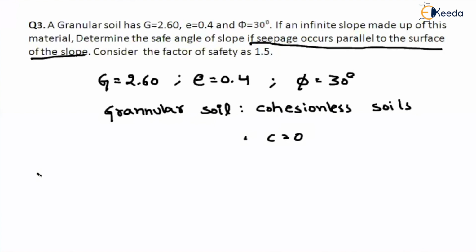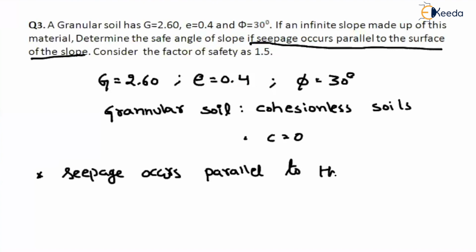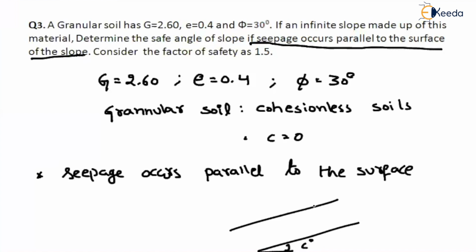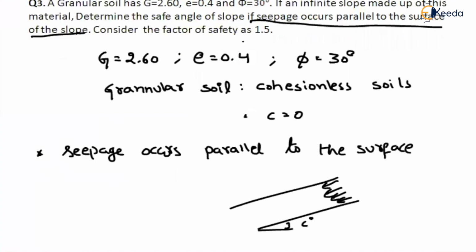So what is the condition given? Seepage occurs parallel to the surface. That means if you are considering an infinite slope, let us say that the safe slope is i. This you have to find out. And seepage means water flow on the infinite slope is up to the surface level. If so, what is the safe angle of slope?